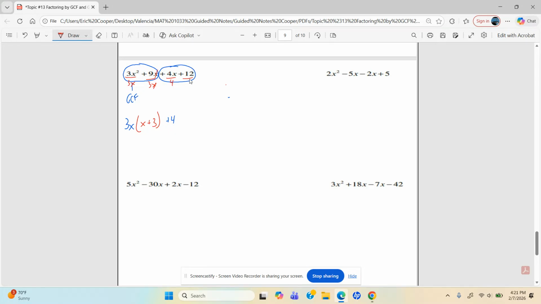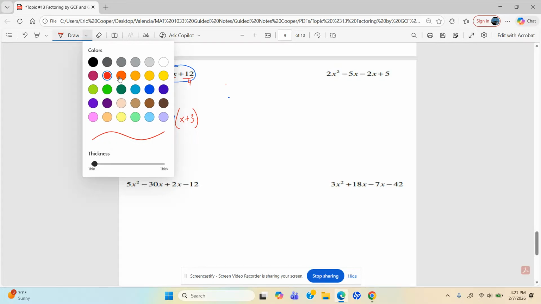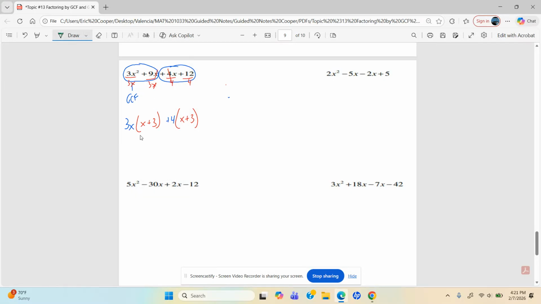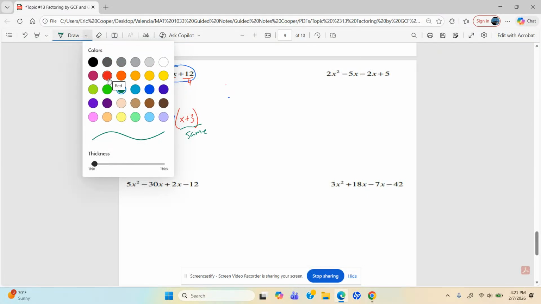So I'm going to divide each of these terms by 4. 4x divided by 4, the 4's cancel and it just leaves me with x. 12 divided by 4 is 3. Now if you notice, after I took out the GCFs, what happened to the two parentheses that were left? They came out to be exactly the same. And if you did your grouping correctly, this should happen every time. Your parentheses should be exactly the same.